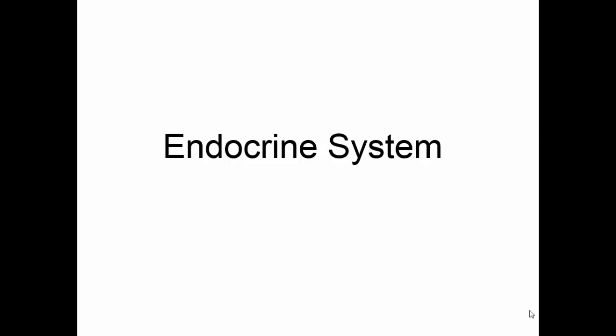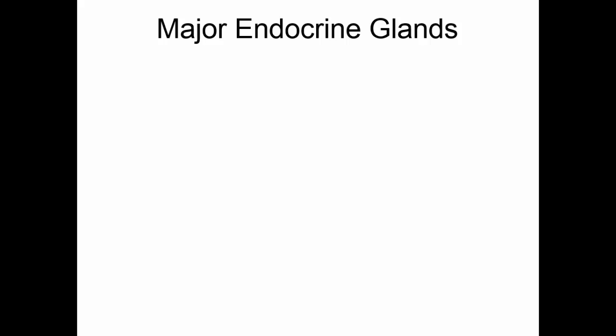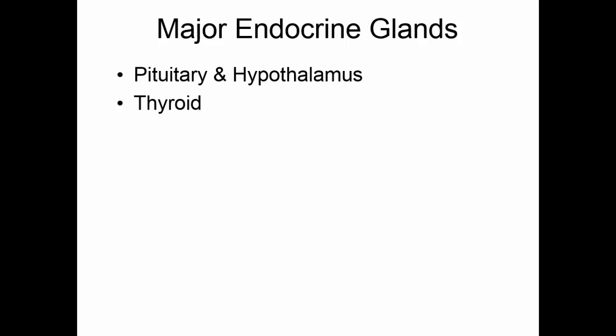The endocrine system is a series of glands distributed throughout the body which help control cellular function. The major endocrine glands are the pituitary, which is closely associated to and controlled by the hypothalamus, the thyroid gland, the parathyroid gland, and the adrenal glands.